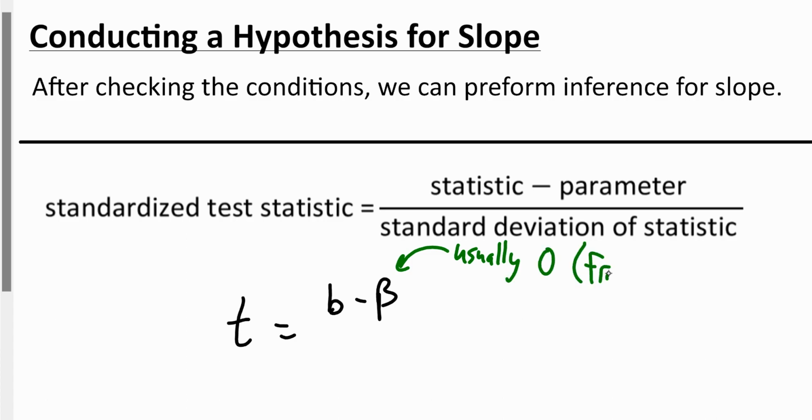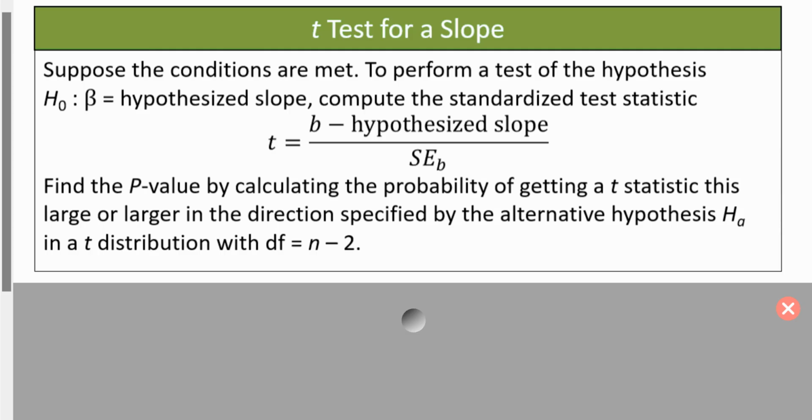It's from our null hypothesis. Okay, so reminder of that. And then divided by the standard deviation, that's S sub B. Okay, now all this information we can get a couple different places. So B minus the hypothesized slope over the standard error of the slope, that's another way to write it. Degrees of freedom is still going to be n minus 2.